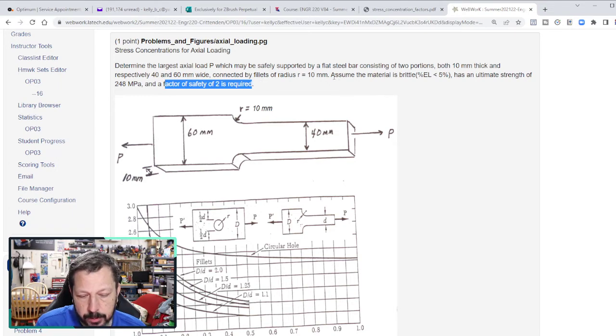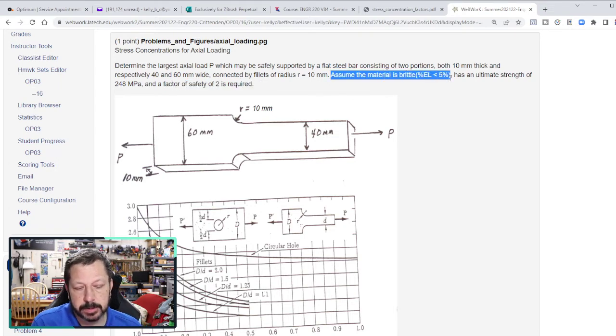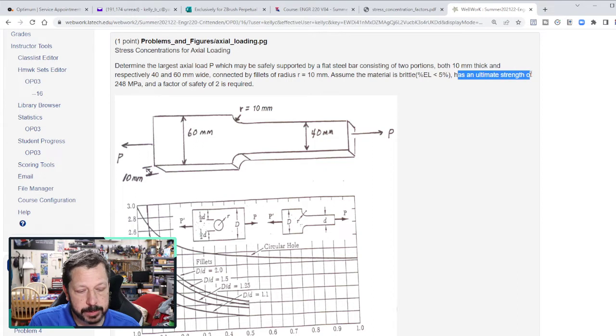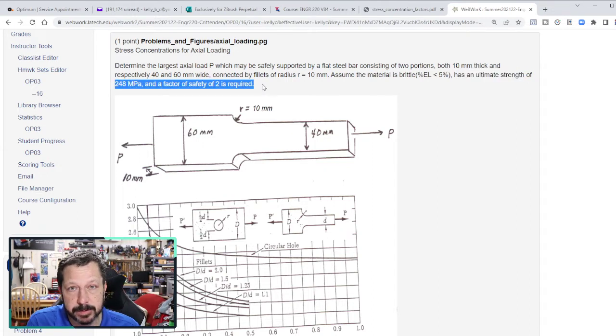But, oh well, look here. This material is brittle. So if it's a brittle material, it really doesn't have any yield point. It just breaks. So we just have the ultimate strength of 248 megapascals, but we want a factor of safety of 2. So we're going to take that strength and divide it by 2, and that will be our allowable stress.